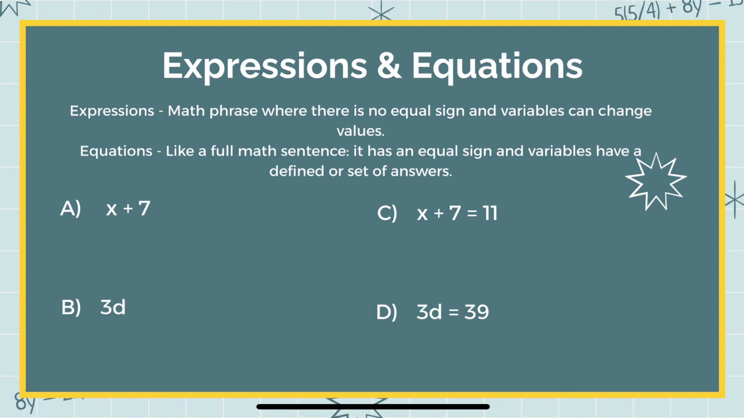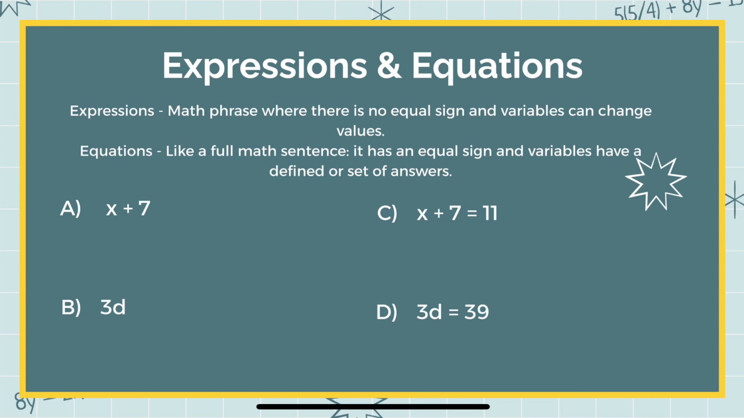In example D, we have 3d equals 39. So let's isolate our variable. It can only equal one thing. First, divide both sides by 3. And after we divide both sides by 3 and isolate our variable, we get d equals 13.